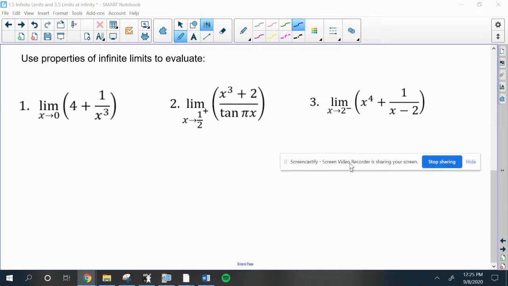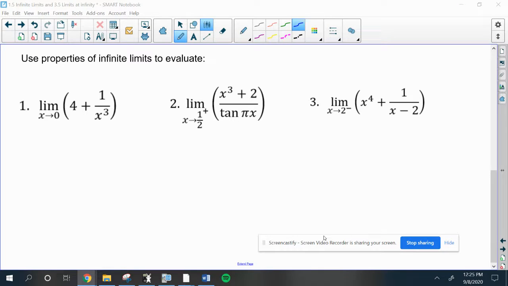So here's just a couple of examples of that. The first one, number 1: the limit as x approaches 0 of 4 is 4. And the limit as x approaches 0 of 1 over x cubed is either plus or minus infinity because it has an asymptote.